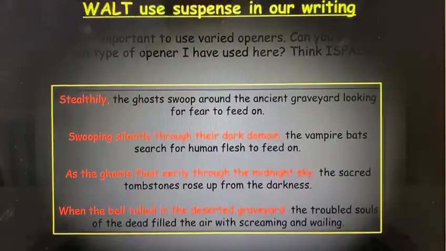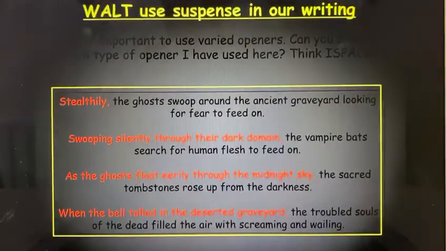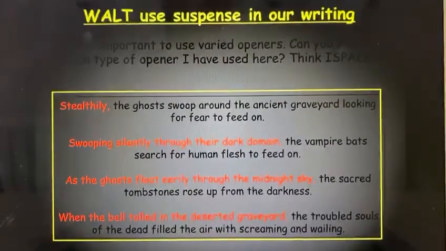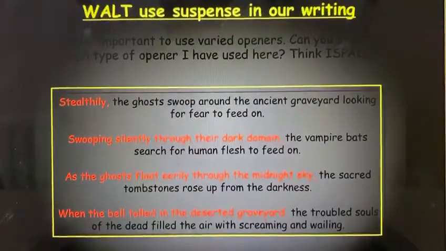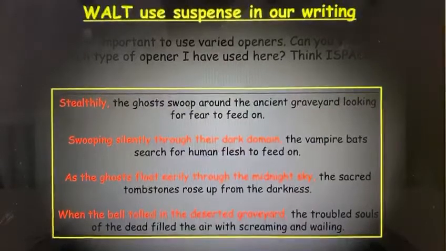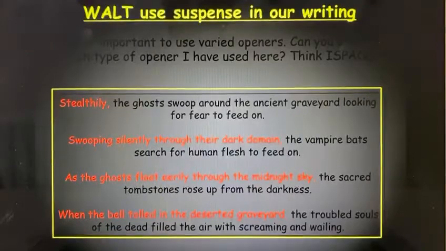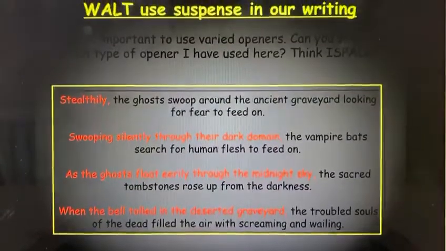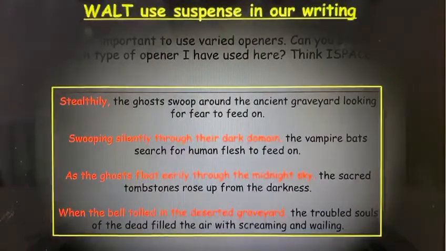So the first sentence says, stealthily, the ghosts swoop around the ancient graveyard looking for fear to feed on. Swooping silently through their dark domain, the vampire bats search for human flesh to feed on. As the ghosts float eerily through the midnight sky, the sacred tombstones rose up from the darkness. When the bell tolled in the deserted graveyard, the troubled souls of the dead filled the air with screaming and wailing. So you can create such a good effect with the varied openers and give so much more information to the reader.